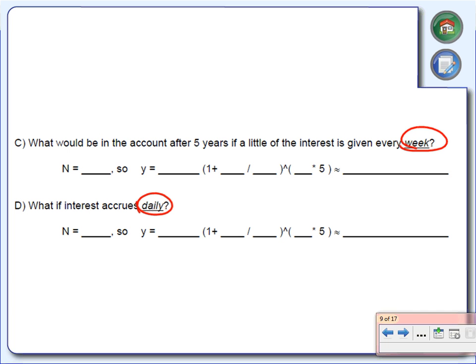Y'all figure out how many weeks are in a year? How many? 52. Anybody know how many days are in 1 year? 365. See if that helps you out.